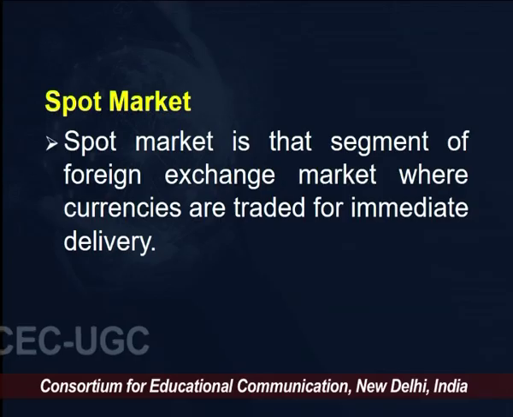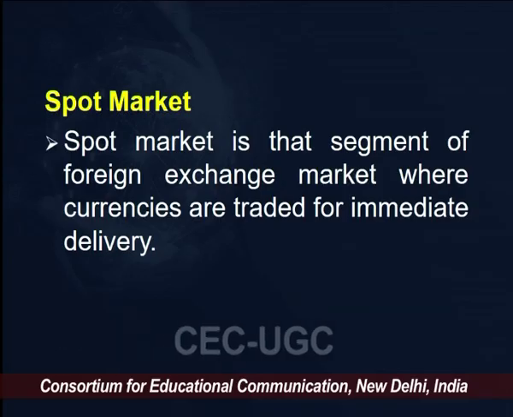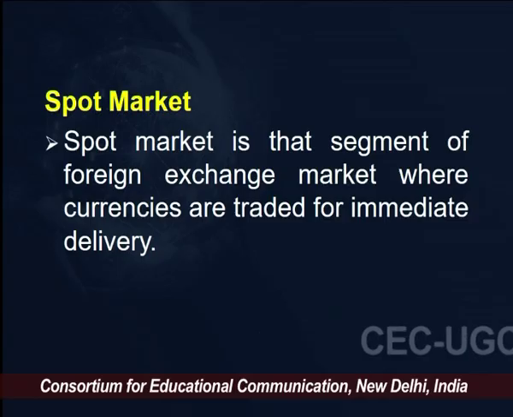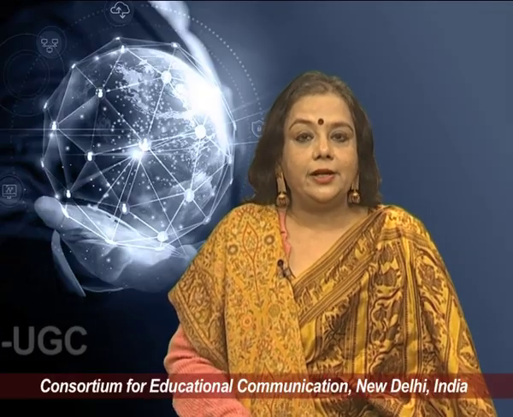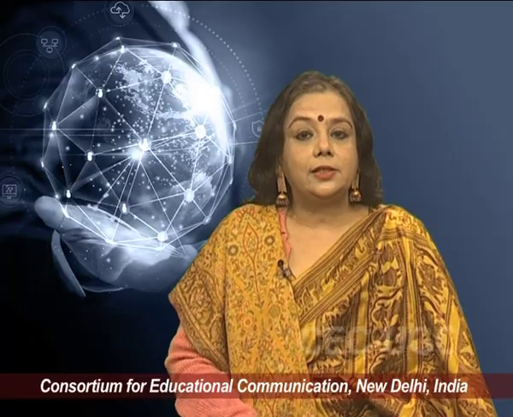So, first of all, it is spot market. As the name suggests, spot market is that segment of foreign exchange market where currencies are traded for immediate delivery, that is on that particular day only. Although theoretically it is true, but practically it takes 2 more days to settle the transaction. So, we say that the term is immediate delivery which is used. In practice, delivery takes place 2 working days after the transaction is complete. The day on which delivery takes place is known as the value date or settlement date.